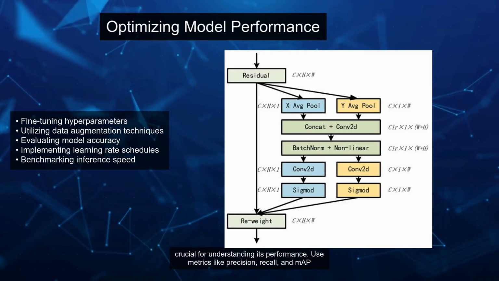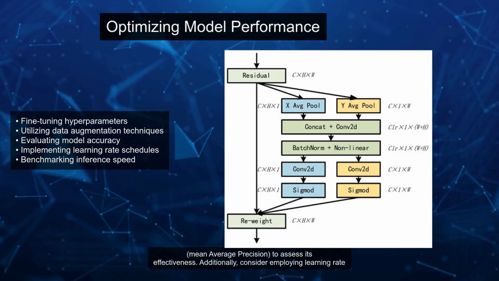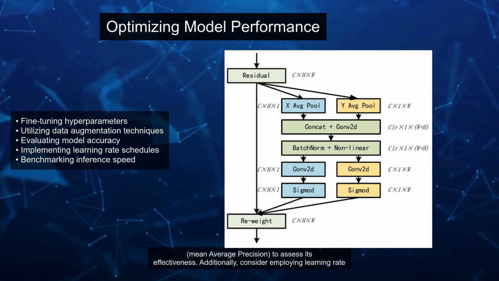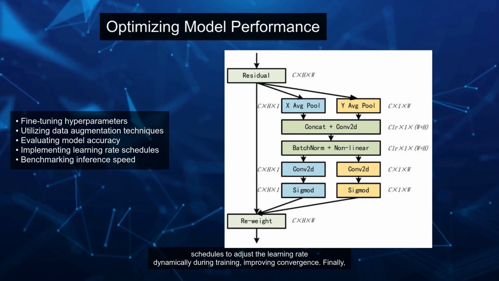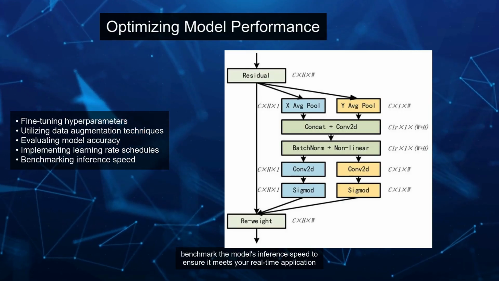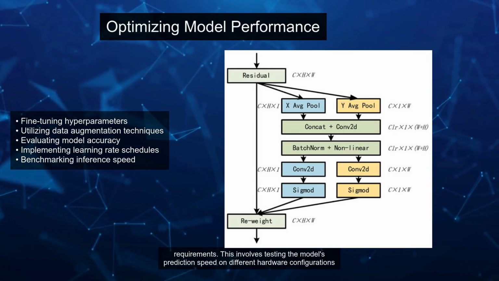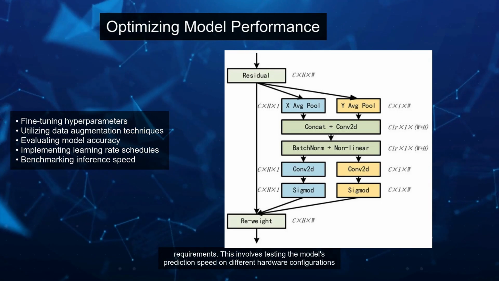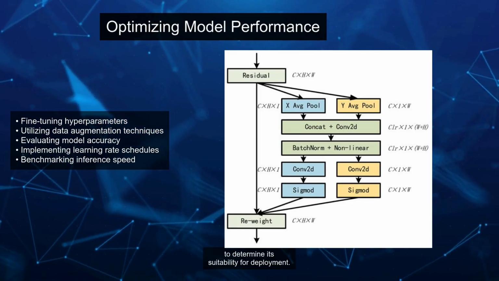Evaluating model accuracy is crucial for understanding its performance. Use metrics like precision, recall, and mAP, mean average precision, to assess its effectiveness. Additionally, consider employing learning rate schedules to adjust the learning rate dynamically during training, improving convergence. Finally, benchmark the model's inference speed to ensure it meets your real-time application requirements. This involves testing the model's prediction speed on different hardware configurations to determine its suitability for deployment.